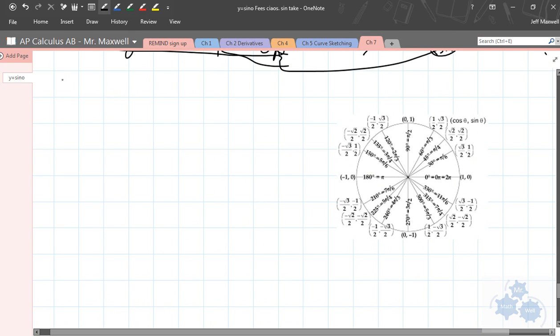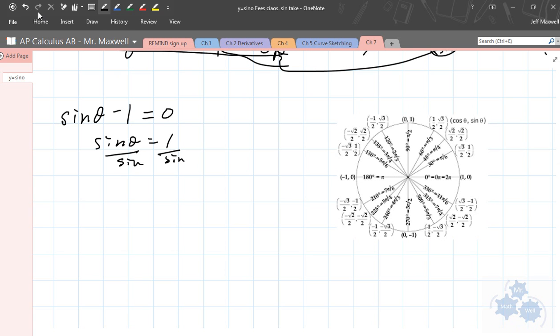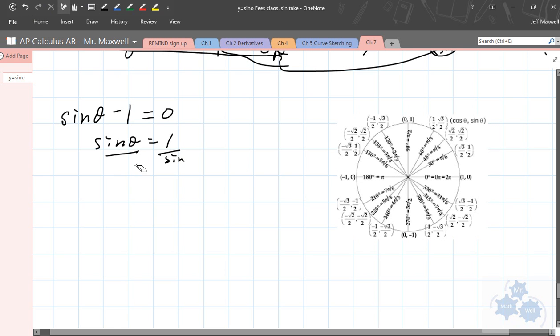Alright, one other thing I should mention before I give you your assignment is some pre-calculus stuff. If you ever have to figure out sine theta minus 1 equals 0, and you want to solve for theta, what's the angle that makes this statement true? Remember, you can't add 1 to both sides and then divide by sine to get theta. So we're not going to do that. Instead, how do we do that?